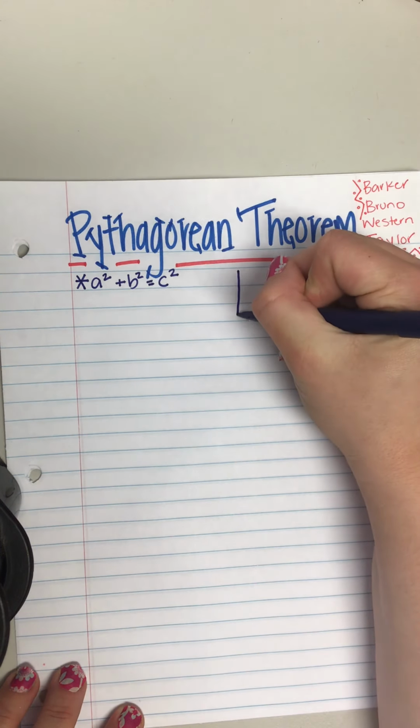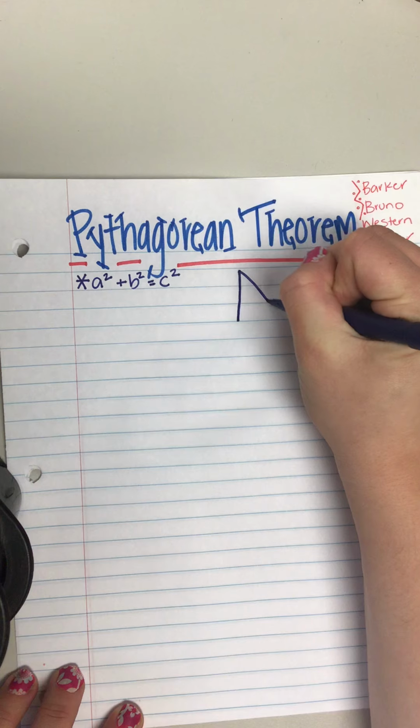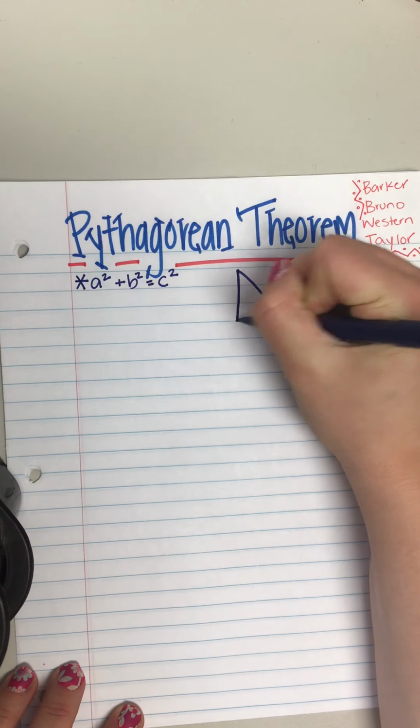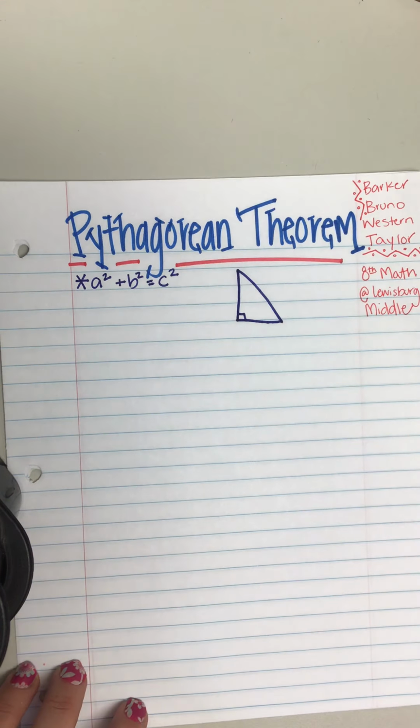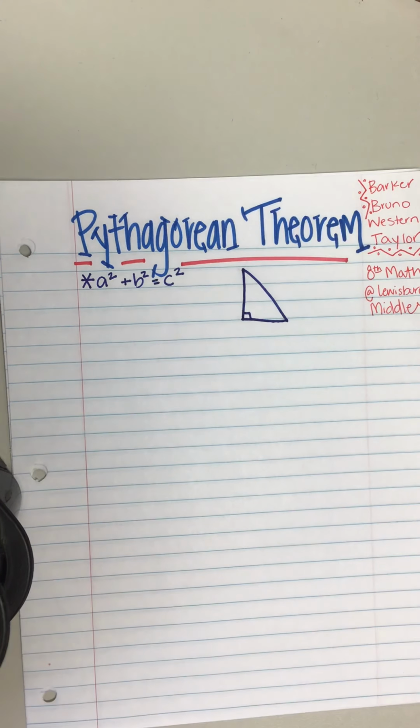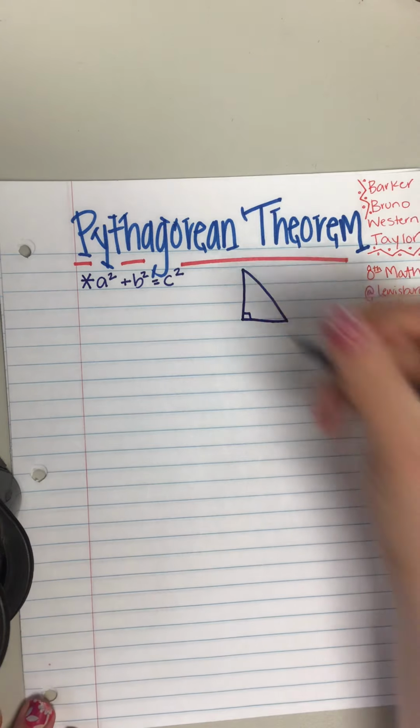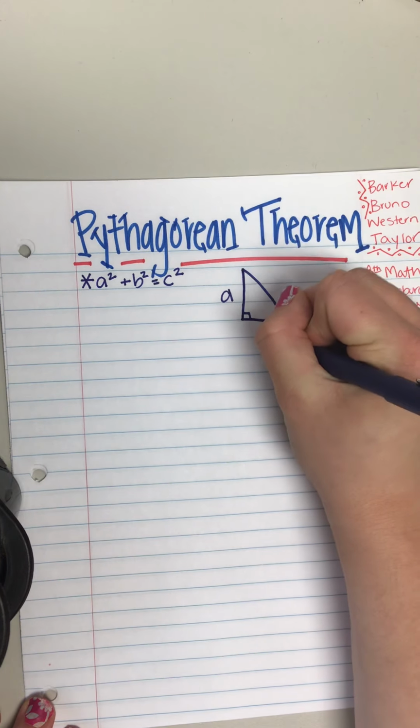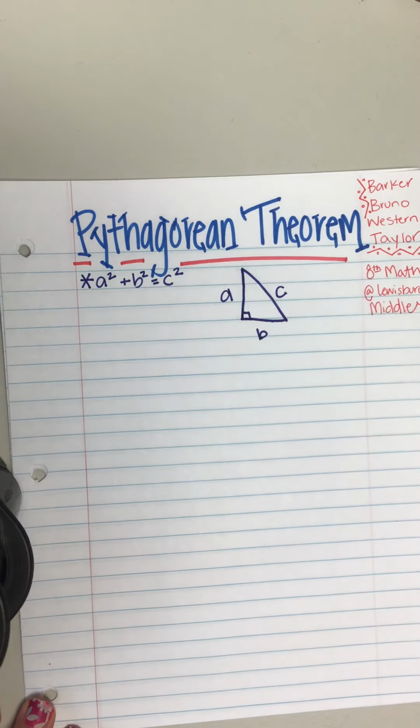So if I draw the traditional right triangle, what you normally see looks a little something like that, give or take my crookedness of this triangle. And we need to go ahead and label a as a leg, b as a leg, and c as the hypotenuse. Now, how did I know all of these letters go in those particular places?